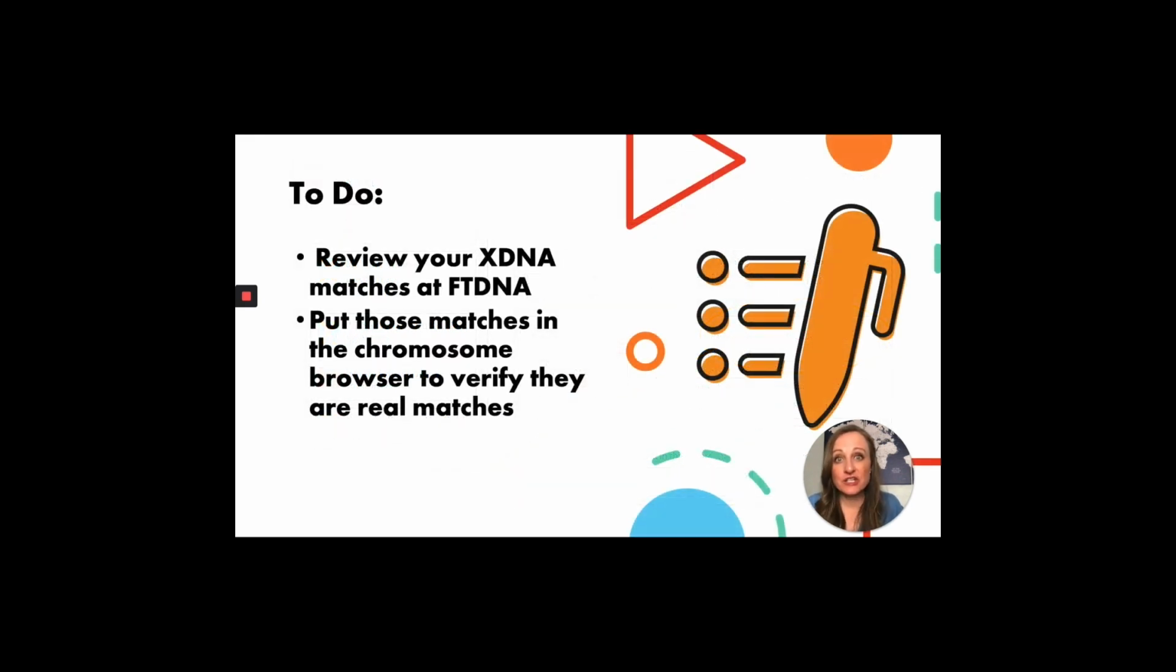So what can you do next with your xDNA? Well, certainly you need to review your xDNA matches, put them in the Chromosome Browser, and make sure you're actually good xDNA matches. If you're not, that means you don't limit your relationship to one of those xDNA relatives. You can also make sure that you're following up with each of these relatives, asking them for more information. That's always a great next step when you're trying to figure out how you're related to someone else.